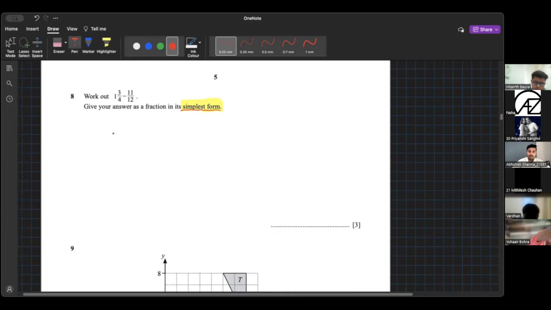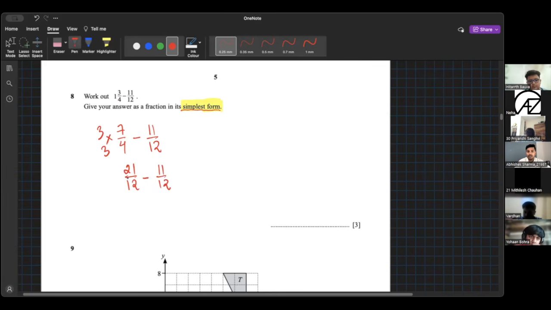So the first fraction is 1 3/4. 1 3/4 can be written as 4 into 1 is 4 plus 3, 7/4, minus 11/12. That's the first step. Second, we'll use the concept of equalizing the denominator. The denominator for the first fraction is 4, so if we multiply by 3 and 3, we'll get 21/12 minus 11/12. Now 21 minus 11 over 12 is going to be 10/12. We also have to simplify. This is going to be 5/6. So the final answer will be 5/6. Clear?